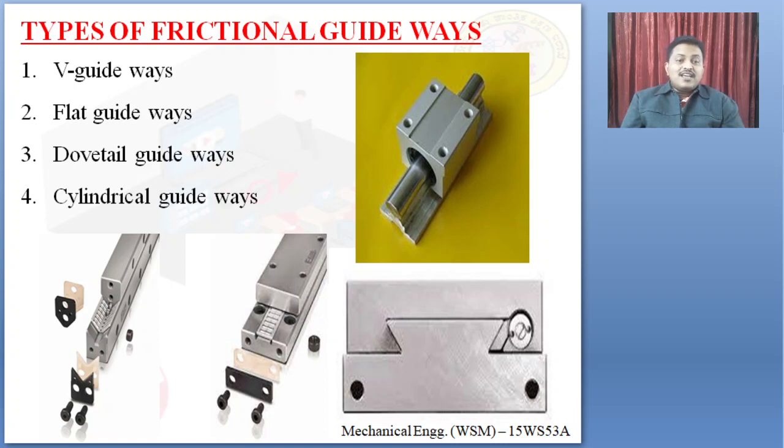One is V guideways. We will find a V channel in these guideways. The guideways have V channels that are accurately machined so that the carriage will move along the V guideways. Then there are flat guideways. Here you can see there is a flat surface on which the carriage is going to move.